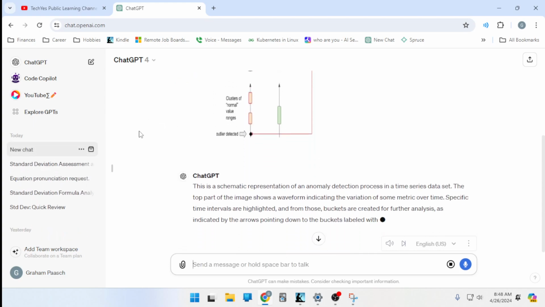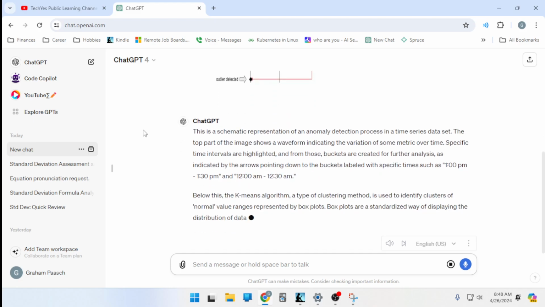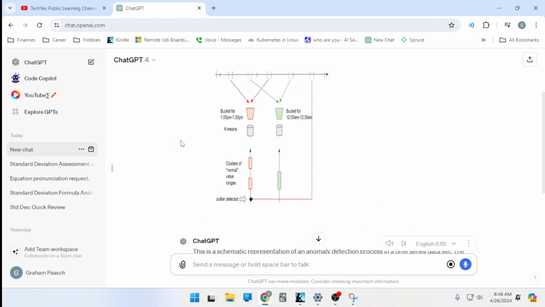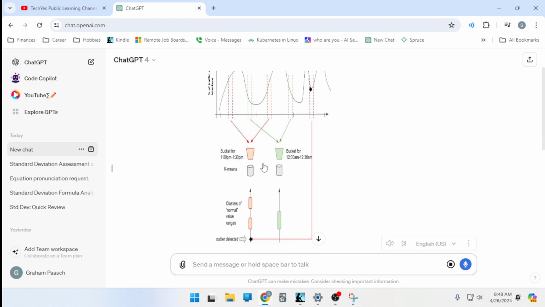This is a schematic representation of an anomaly detection process in a time series dataset. The top part of the image shows a waveform indicating the variation of some metric over time. Specific time intervals are highlighted, and from those, buckets are created for further analysis, as indicated by the arrows pointing down to the buckets labeled with specific times such as 1 p.m. to 1:30 p.m. and 12 a.m. to 12:30 a.m. Below this, the k-means algorithm, a type of clustering method, is used to identify clusters with normal value ranges represented by box plots.